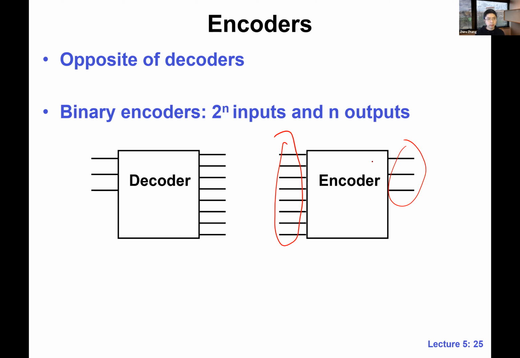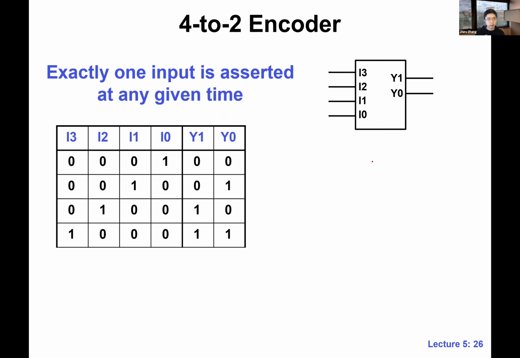So what exactly is a binary encoder? Over here we have 2 to the n inputs, and we produce n output bits. Again, things will be somewhat abstract. Later on, this building block will be used, and that's where it'll be more clear how useful these things are.